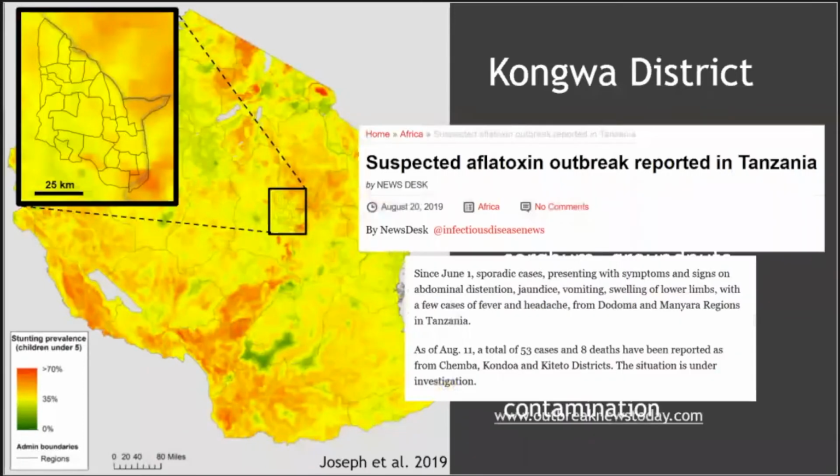So this is especially relevant in these areas, as even earlier this year, high aflatoxin contamination of maize has been reported to cause an outbreak of aflatoxicosis, which resulted in 8 deaths in regions bordering Kongwa.